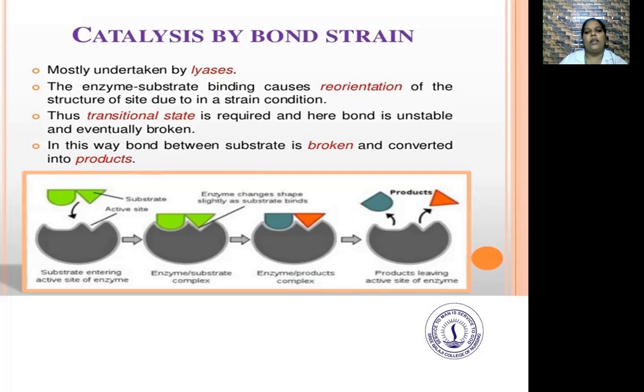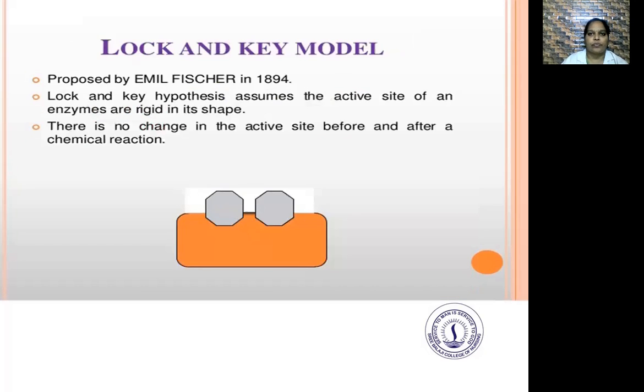So we can see the substrate entering the active site of the enzyme. The enzyme changes its shape slightly as the substrate binds. It forms the enzyme-substrate complex. After that, the enzyme-products complex forms, then the products leave the active site of the enzyme.